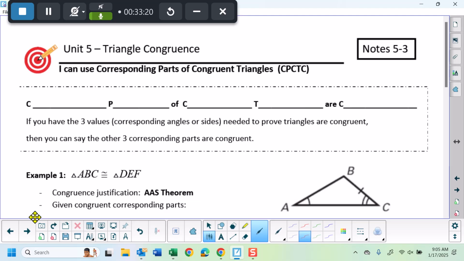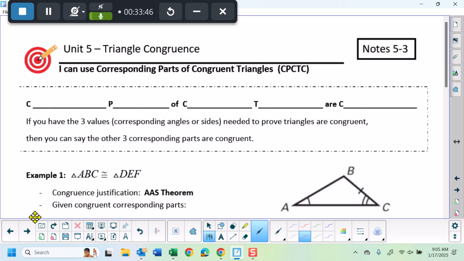CPCTC stands for corresponding parts of congruent triangles are congruent. And this is why we're proving triangles congruent. So if you woke up in the morning and you're thinking, why do we care? Because I'm sure you do that. You wake up in the morning, you're like, yay, geometry. First thing in the morning, here we go. Ugh, congruent triangles. Who cares about congruent triangles? Why do you care about congruent triangles?